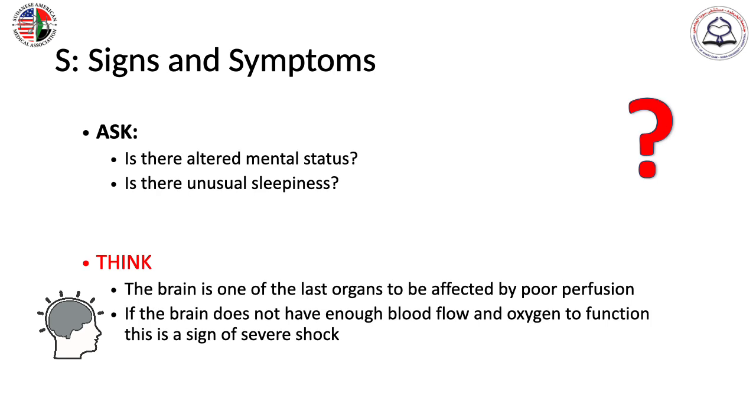Tissue hypoperfusion is seen in the skin, in the kidney, in the brain. The brain is one of the last organs to be affected by poor perfusion. If the brain does not have enough blood flow and oxygen to function, this is a sign of severe shock. So you need to ask if there is any altered mental status, irritability, confusion, and coma. Is there any unusual sleepiness?